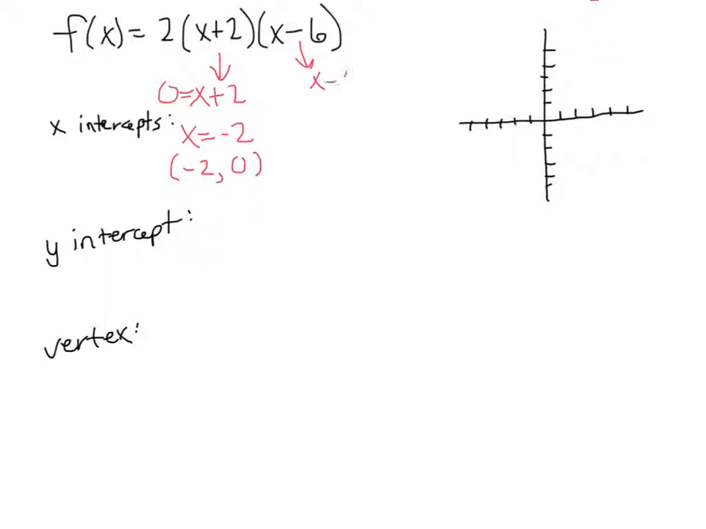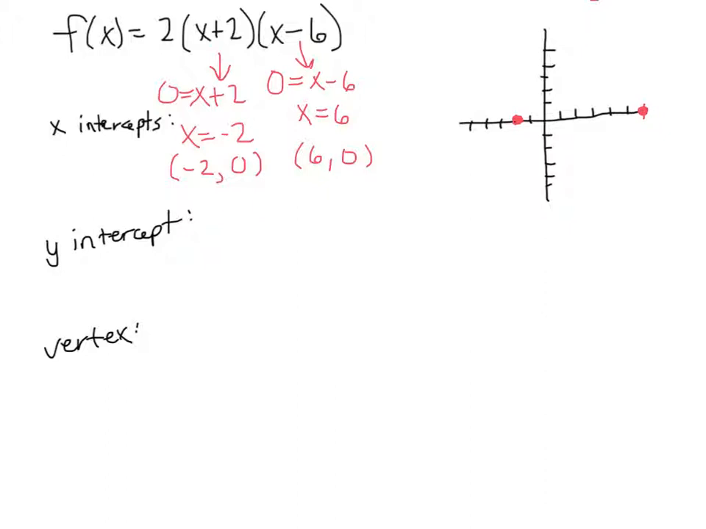We'll do the same for the other part of our multiplication. When would x minus 6 equal 0? If x was positive 6, 6 minus 6 would give us 0. And we'll write that as a point, 6, 0. If asked, you could graph these: one x-intercept at negative 2 and one x-intercept at positive 6.